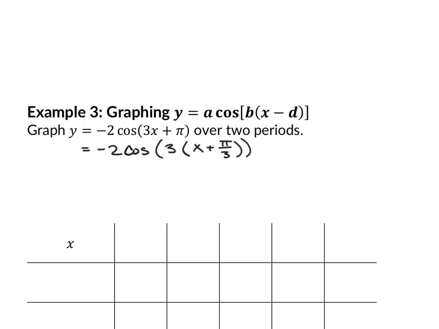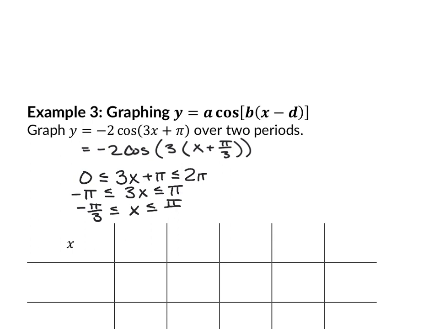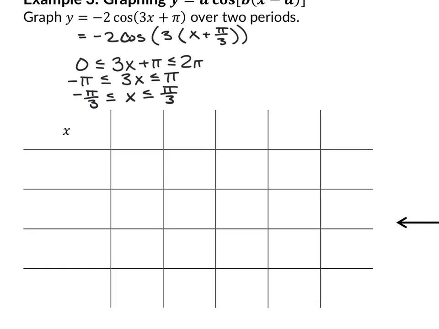But if we find out the values for one period, we're going to take the argument, the whole argument, 3x plus pi, and we're going to solve for our new domain, since it does have a phase shift, which means we're going to subtract pi from both sides. We'd end up with 3x still in the center. 2 pi minus pi is pi. And then we divide by 3. So I have negative pi over 3 less than or equal to x, which is less than or equal to pi over 3. So at these values, I should start and finish my first period for this function.